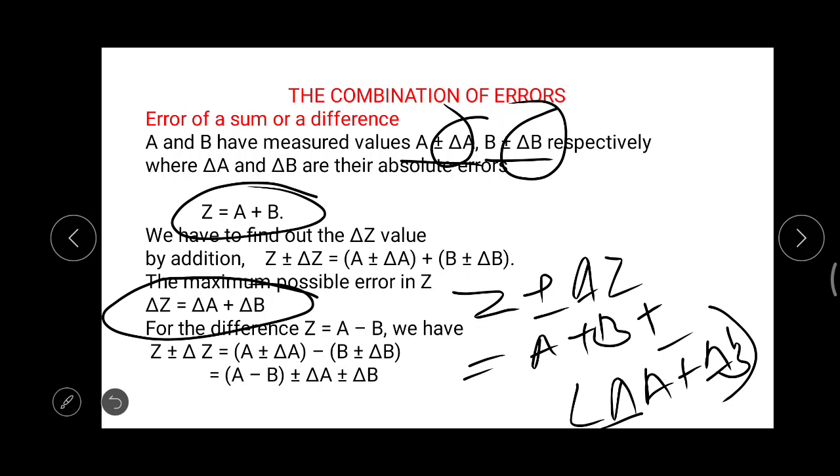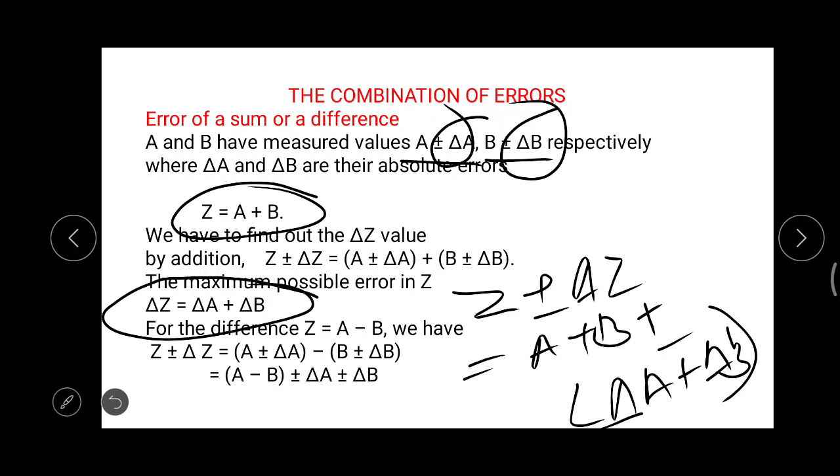Suppose you are subtracting these values, then also Z will be equal to A minus B and delta Z will be the maximum error, that is delta A plus delta B. This is the way you have to do it. That is regarding the error of a sum or a difference.